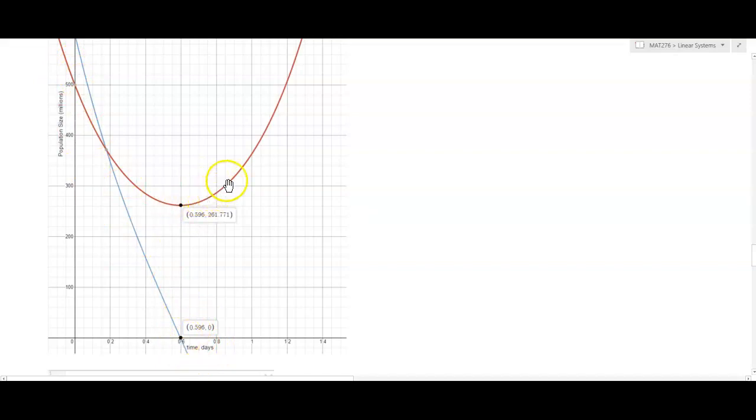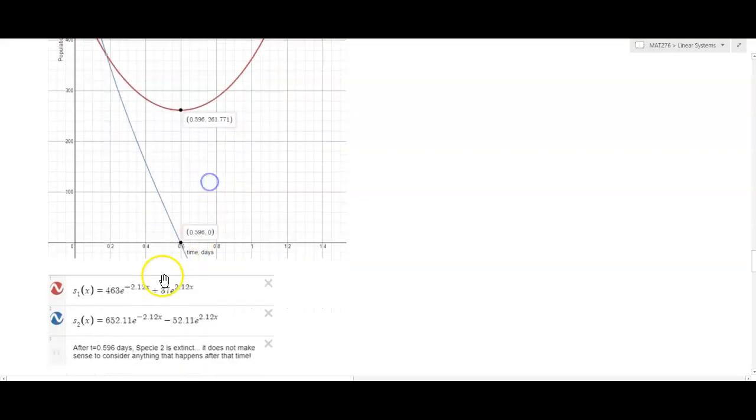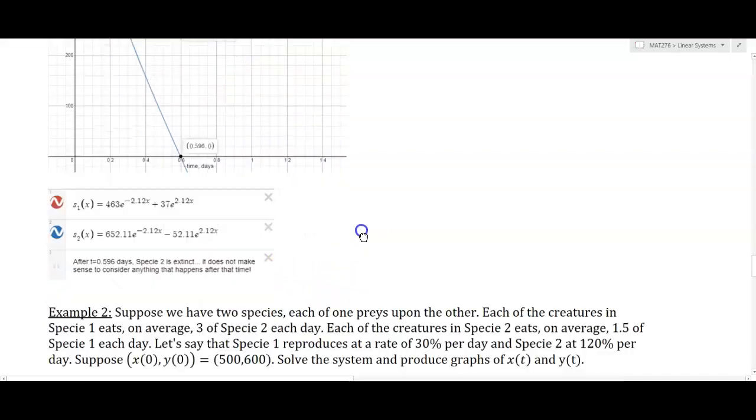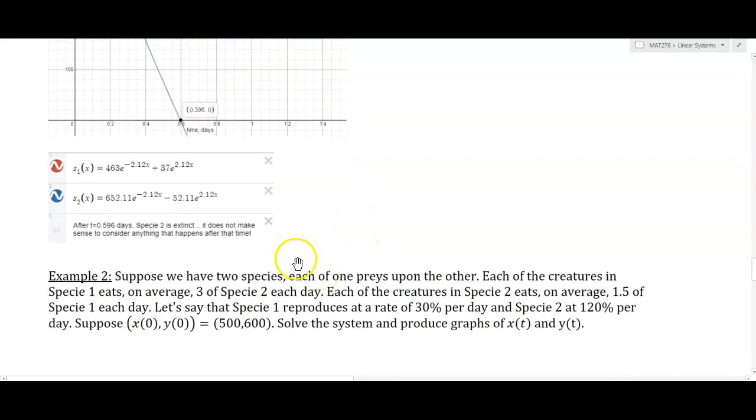Now it looks like species 1 is going up, but that's only because our y values become negative. And so dx dt, because it's equal to negative 1.5y, it looks like it's going to go back up, but you can't eat negative species 2. So really we have to say after t equals 0.596 days, species 2 is extinct. It does not make sense to consider anything that happens after that time. So we've solved that one. Let's look at one more.